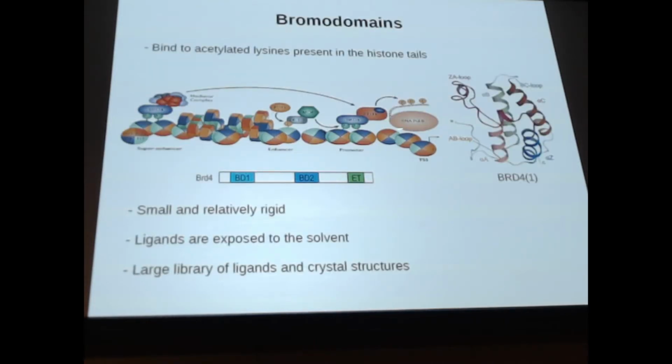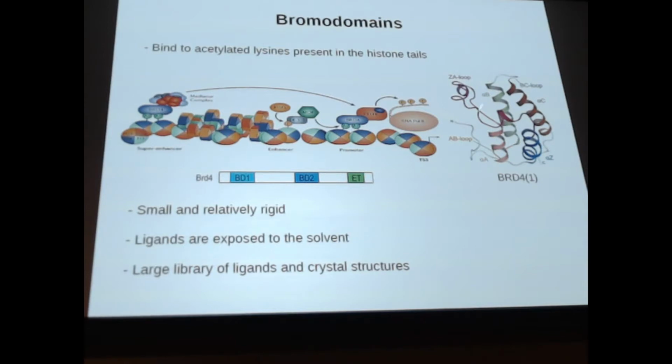Bromodomains read these acetylated lysines in the histone tails. They are domains from bigger proteins, and these bigger proteins recruit other proteins. So they're related to epigenetic changes. They all share a similar structure. They have four helices, and these different loops all share a very similar conformation.